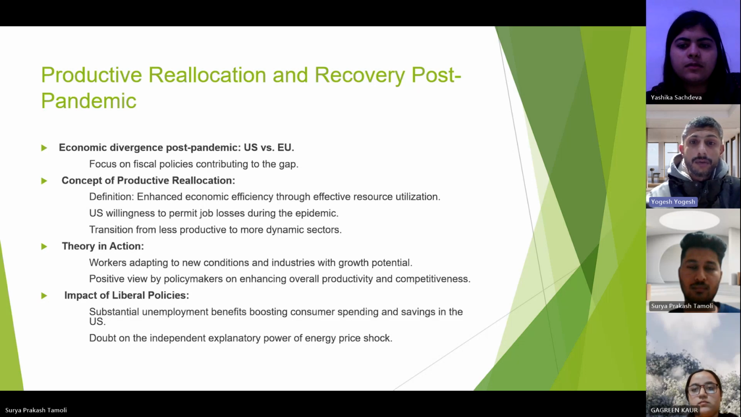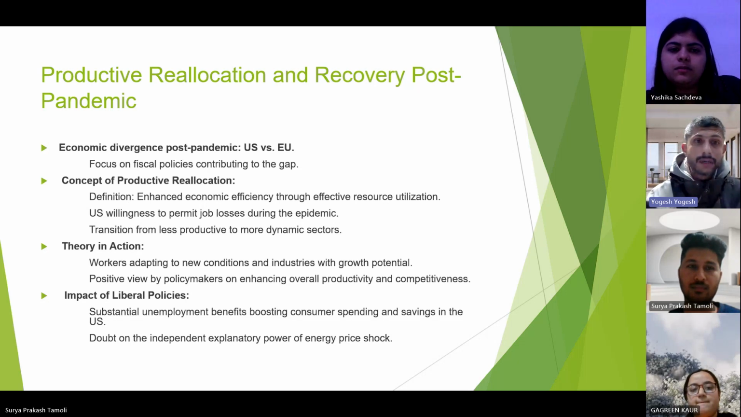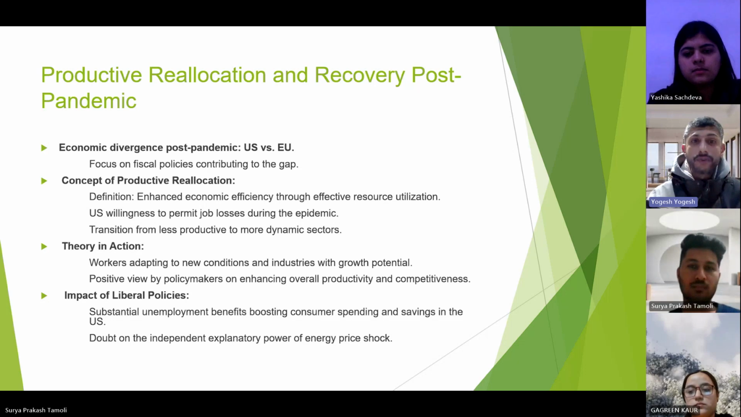In contrast to the EU, the US implemented a more extensive fiscal stimulus program, leading to a higher increase in the government's primary deficit. As per the article, the concept of productive reallocation pertains to potential enhancements in economic efficiency when labor and other resources are utilized more efficiently. It is crucial to note that the article allows room for interpretation and additional research, as it lacks concrete proof of an instance of this method in action.